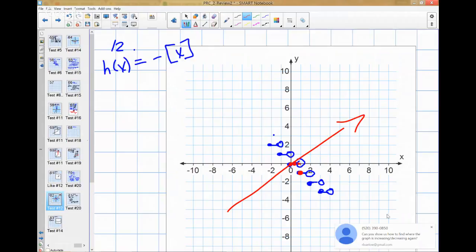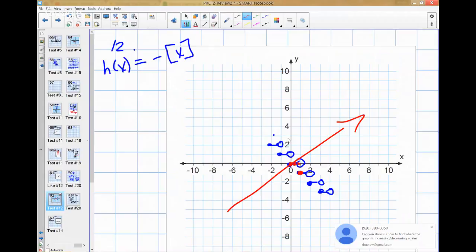So once again, whoever 920-390-0850 is, can you show us how to find where the graph is increasing or decreasing? Just let me know which kind of problem you're talking about. That's when is it going uphill, when is it going downhill. But you have to ask me about a specific problem, okay? And then I'll go back and discuss that.